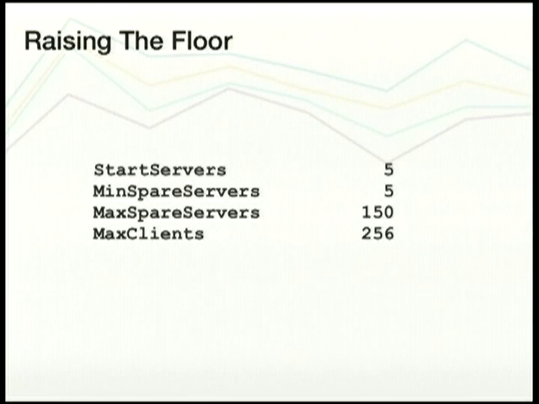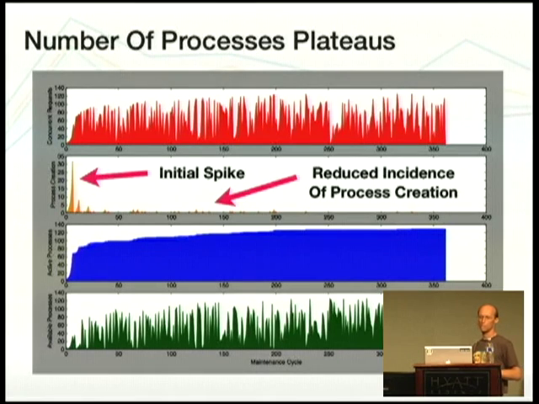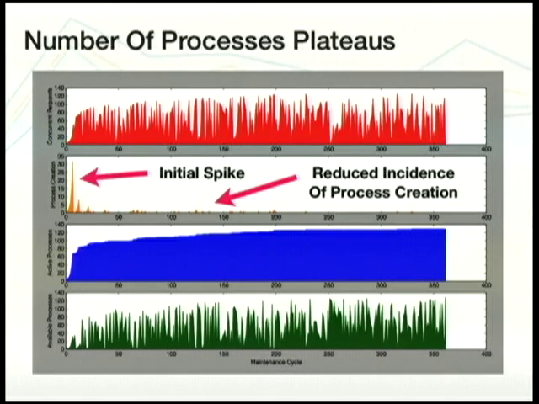What if we raise that floor on the number of processes as determined by the max spare server setting? We said that so long as the number of processes was below this level, none would be killed off. Let's try then setting that to a level above the average number of processes in use. What will happen is that although there will be an initial spike in the number of processes created, after that there will only be a slow increase as the number of processes finds its natural level and plateaus. So long as we stay below max spare servers, we will avoid process churn.